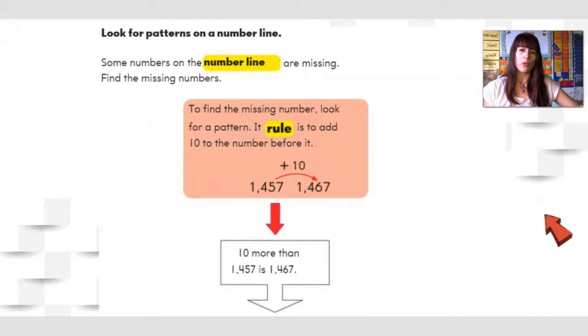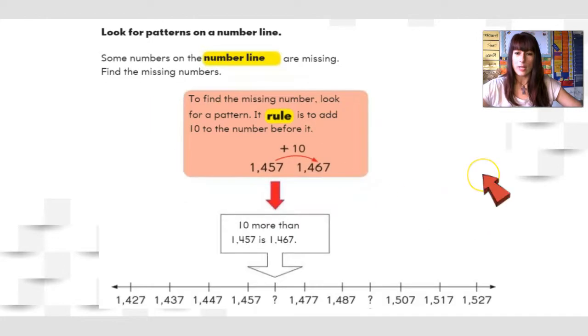Okay, so look for patterns on a number line. This is what we need to practice because you might need that extra help to use a number line. So I'll teach you how to use a number line that we will have online. Some numbers that we see on the number line down here are missing, and we are here to solve that mystery. So to find the missing number, you need to look for a pattern. When you look at the number line, you can see that the numbers are going up. And you can also see that what's changing in the numbers is the place value of tens.